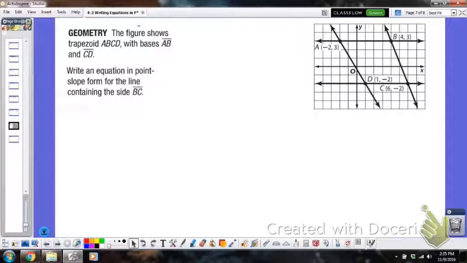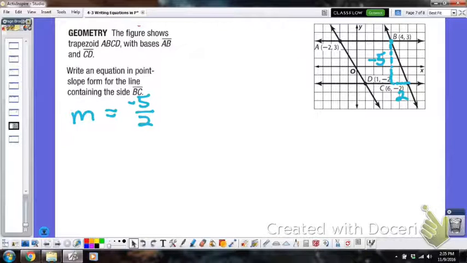So for that, again, I need a slope M and a point. So let's find M first. Since I'm looking at this line, I'm going to start at point B. I need to go down 1, 2, 3, 4, 5. Go down 5, so that's a -5. I need to run 1, 2. I ran 2. So my slope is -5 over 2.